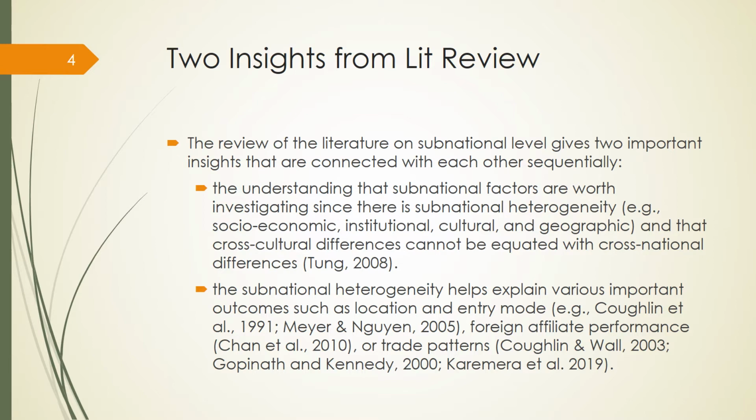To fully review the literature on subnational level is outside the scope of this paper, but one way to summarize it is by focusing on its two main findings. The first is that there is substantial heterogeneity at subnational level along a wide range of socioeconomic, institutional, cultural, and geographic dimensions. The second is that this heterogeneity matters in that it helps explain various important outcomes such as location, entry modes, foreign affiliate performance, or trade patterns.